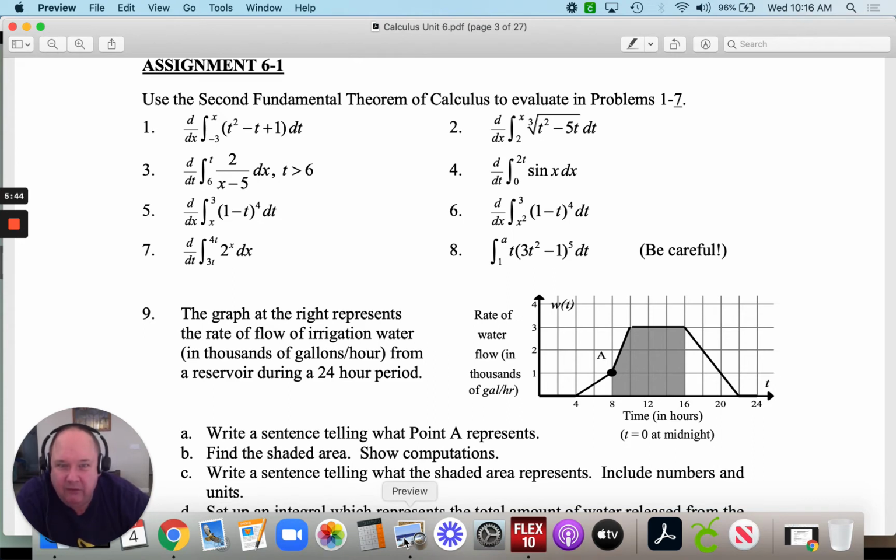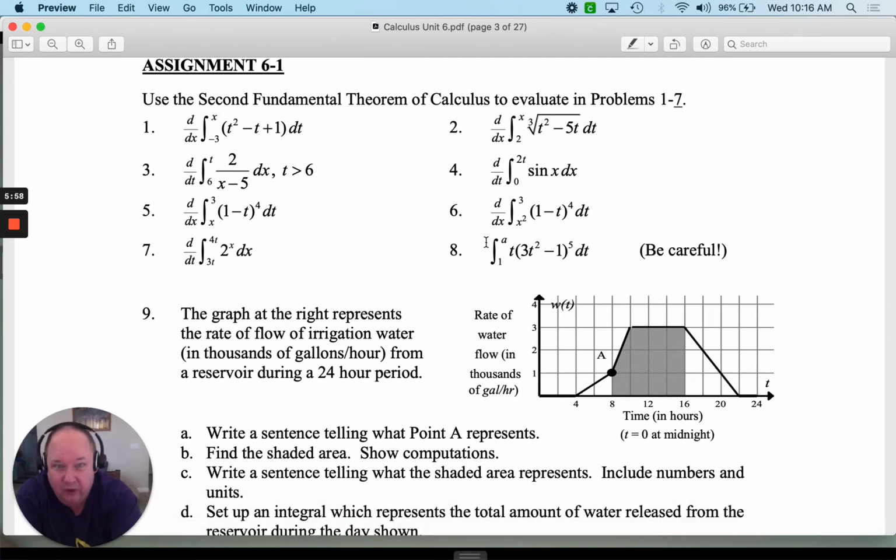Now, what makes this one different? Number 8. Do you see a derivative in front of number 8? This is not the fundamental theorem of calculus part 2. So number 8 is different. Notice there is no derivative in front, so it's different. You have to know how to integrate. So let's do that. So for number 8, I'll show you.